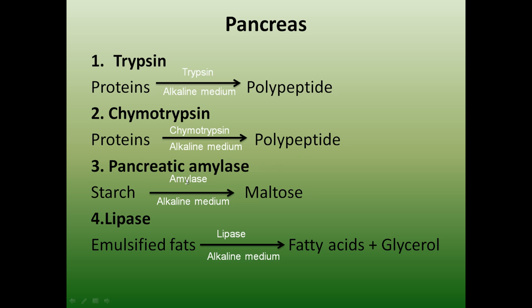Pancreatic amylase helps in digestion of the starch in alkaline medium to convert starch into maltose. Maltose is a sweeter sugar. Lipase helps in digestion of the fat in alkaline medium, and you can see that fat is converted into fatty acid plus glycerol. These are the end products of digestion by lipase. So all these enzymes you can see over here work in alkaline medium. You have to remember this fact. The alkaline medium is provided by bile.